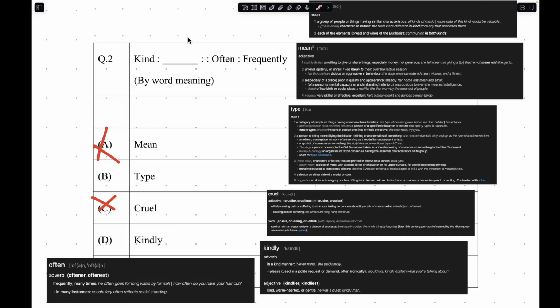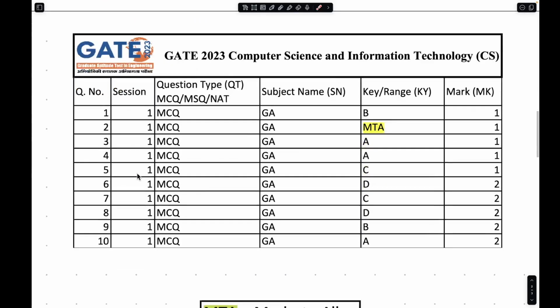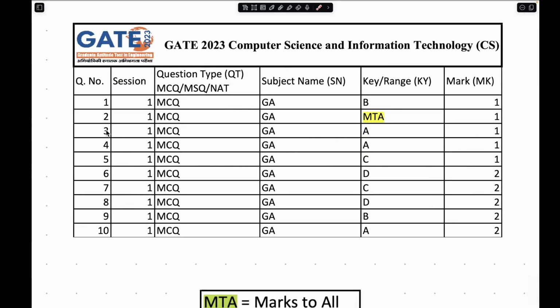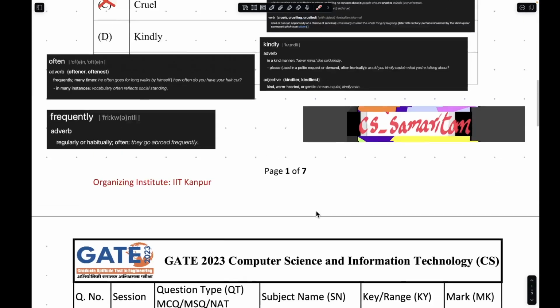The answer key solution to this was giving marks to all. Why? Because at least from the meaning point of view, they have given this statement, right? Word meaning we have to go. So B and D both are the answers. And this was a single answer type question, so they have given marks to all. This is the answer key, and they have marked the second question as MTA. MTA basically means marks to all, right? This is what the whole thing happened.